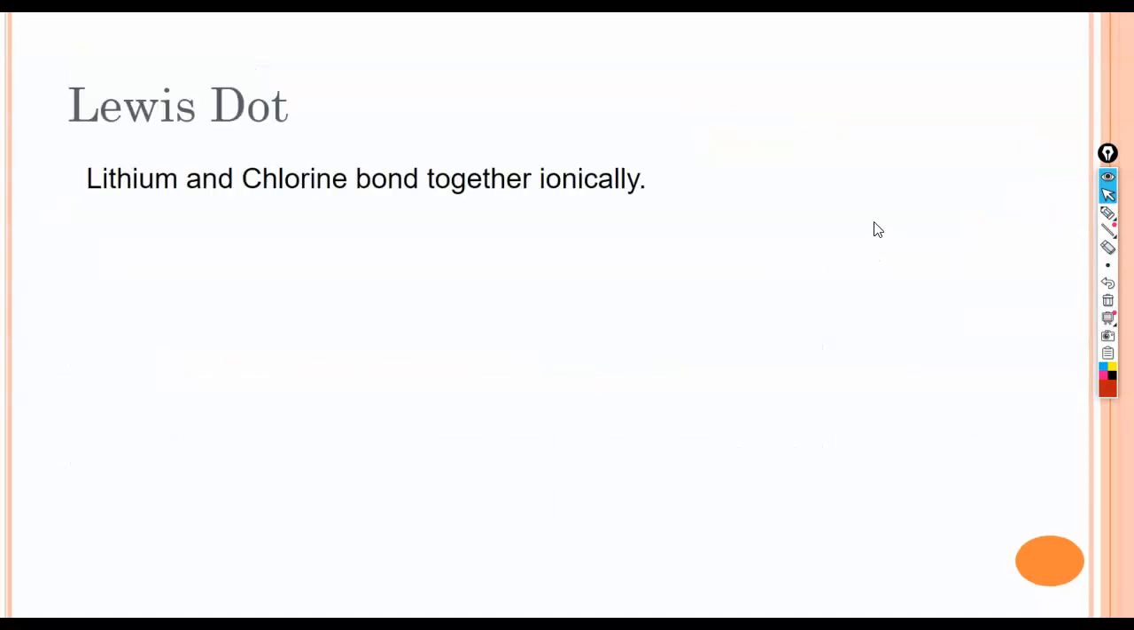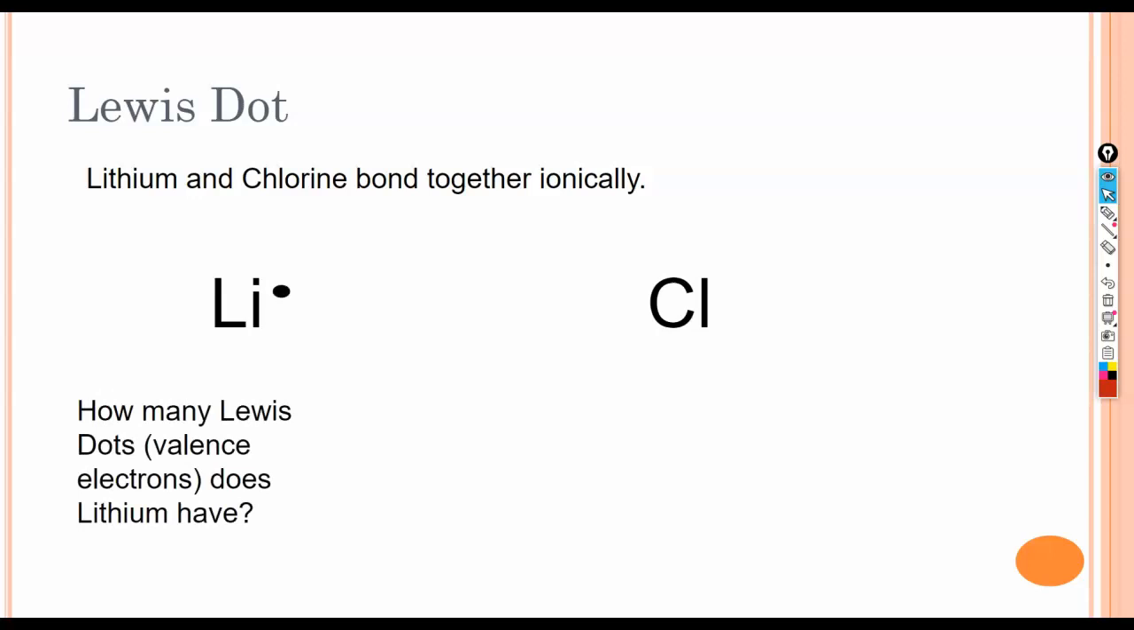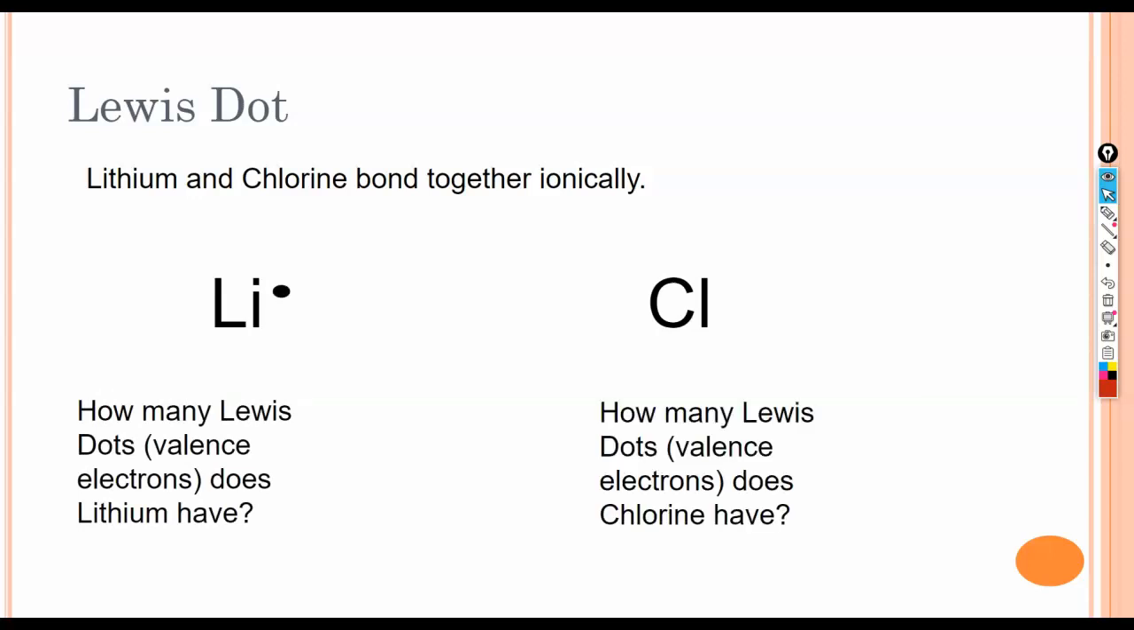So how do ionic bonds work? Imagine you have lithium and chlorine mixed together. Lithium and chlorine can bond together ionically, meaning that they can form ionic bonds. If you were to do the Lewis dot structure for lithium, it would look like this because lithium is an alkali metal in group 1, it only has 1 valence electron. And chlorine is in group 17, so it has 7 valence electrons.